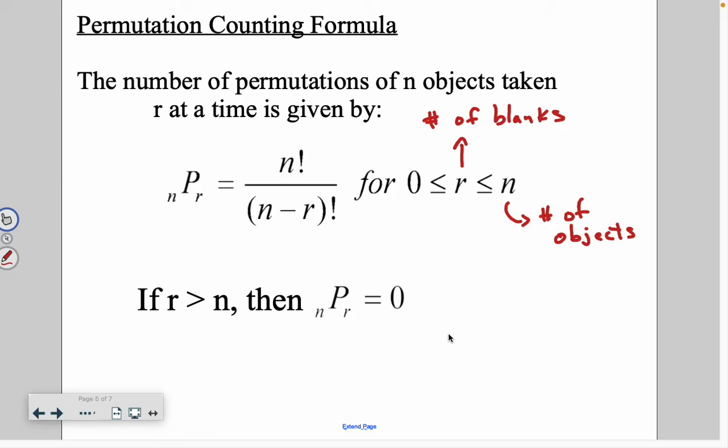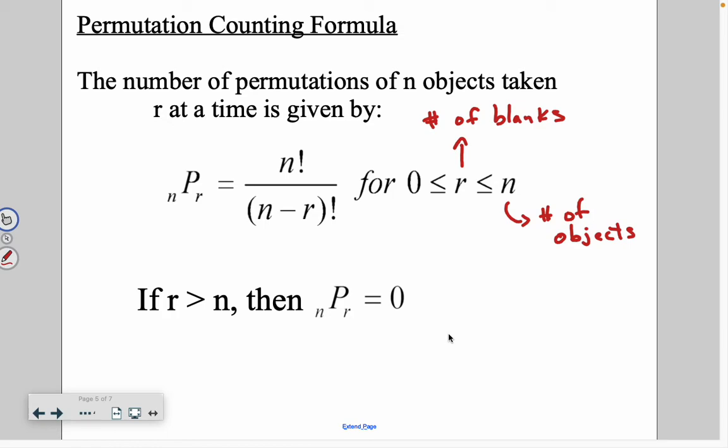If R is greater than N, why do you end up with 0 arrangements, 0 permutations? If you think about what N and R represent, it should make some sense. Can anybody tell me why? Yeah. Think about it. That's exactly what it is. You've got more spots than objects to fill them with.